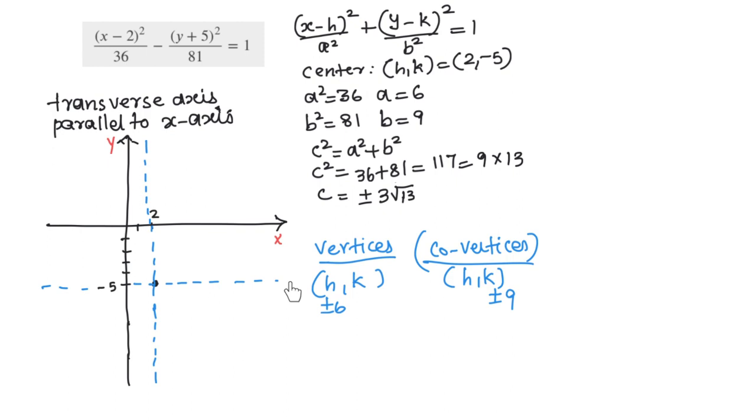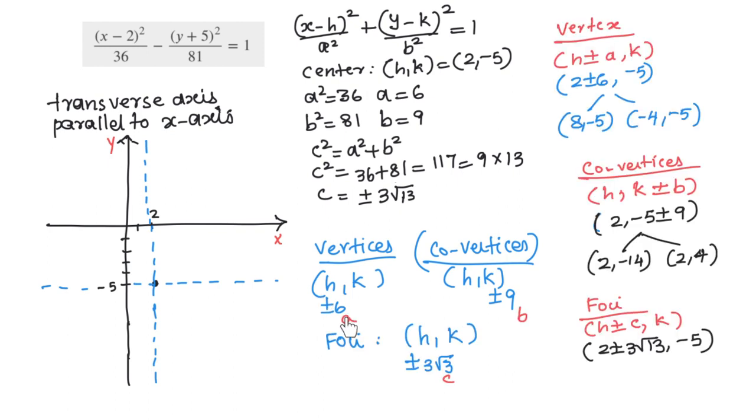Foci are also on the transverse axis. So you will be adding or subtracting c units from the x coordinate of the center to get the foci. So if you add a units to h, that is 2 plus or minus 6, you will get 8 comma, k is not changing. So these two are the vertices.